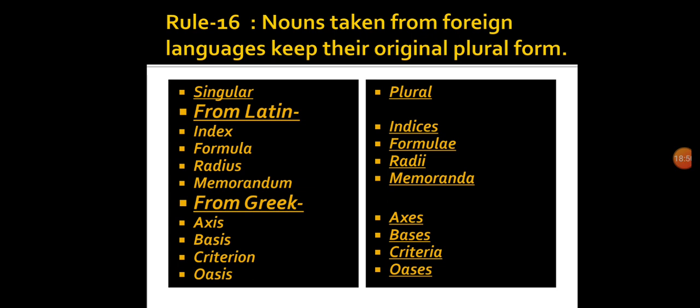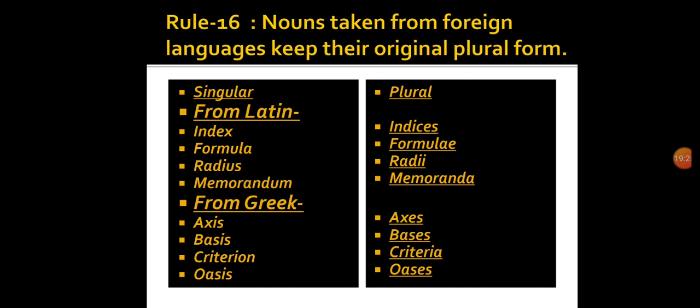Now I come to rule 16. Nouns taken from foreign languages keep their original plural form. The words taken from Latin, see, singular is index, plural is indices. Singular is formula, its plural is formulae. Similarly, radius is singular and radii is plural. Memorandum is singular, but memoranda is plural.